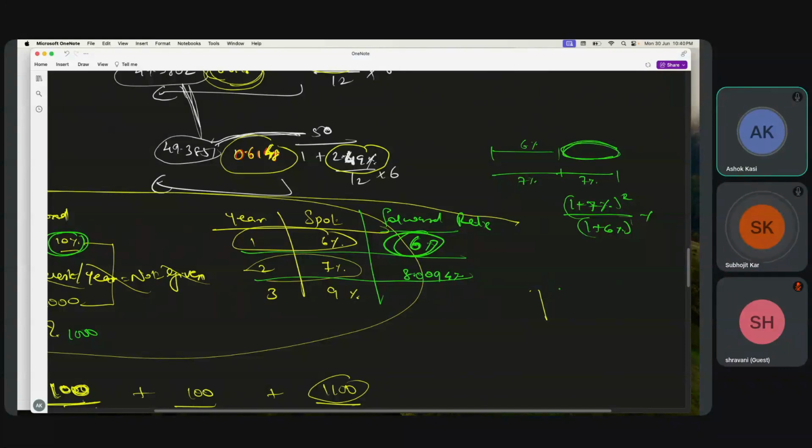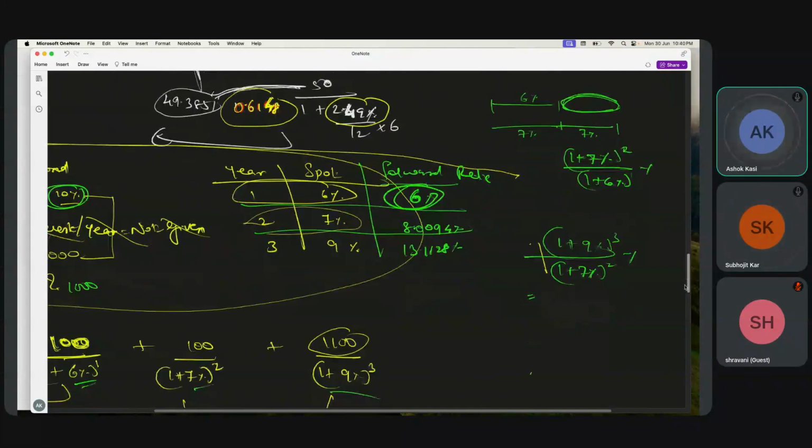And for the third year, the third-year forward rate: it will be (1 plus 9%) raised to 3, cube, divided by (1 plus 7%) raised to 2, minus 1, correct? How much is it? Minus 1. It's 13.1128%. 13.1128%. These are the forward rates.